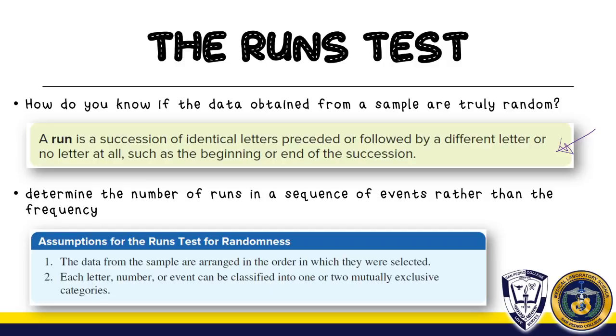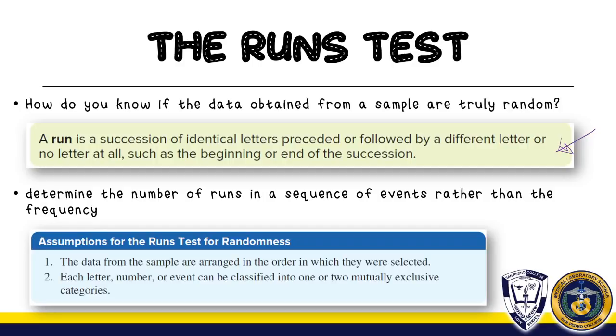So what are the assumptions for your runs test? The data from the sample are arranged in the order in which they were selected, meaning to say, if this is how you placed it in your data, if this is how it was encoded, do not rearrange. Do not group them. Like for example, in my example earlier regarding male and female, do not group all the males, do not group all the females. Again, whatever it is in your data, encode it in the same way. And then each letter, number, or event can be classified into one of two mutually exclusive categories.